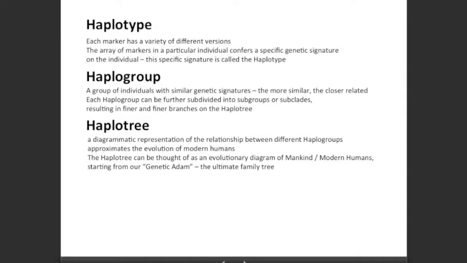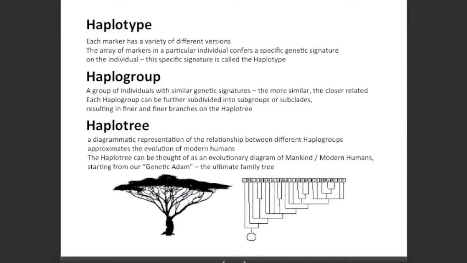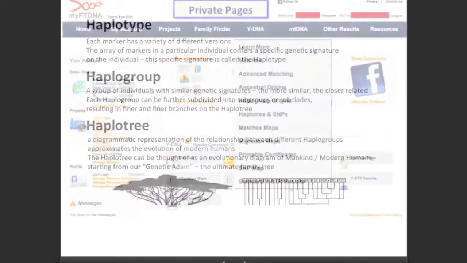Haplogroup is just a group of individuals with similar genetic signatures. And the more similar those signatures are, the more closely related people are. Each haplogroup can be further divided into subgroups or subclades, as they're called, resulting in finer and finer branches of the haplotree, which is really a diagrammatic representation of the relationship between the different haplogroups and approximates the evolution of modern humans. So it can be thought of as an evolutionary diagram of mankind, starting with genetic Adam, the ultimate family tree.